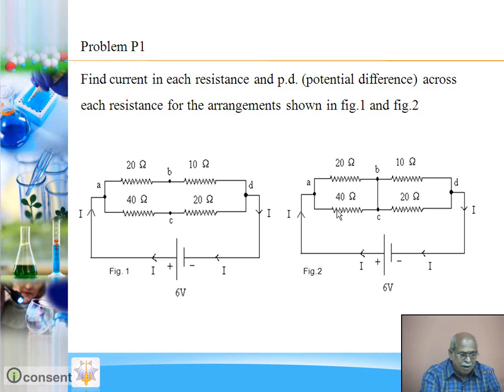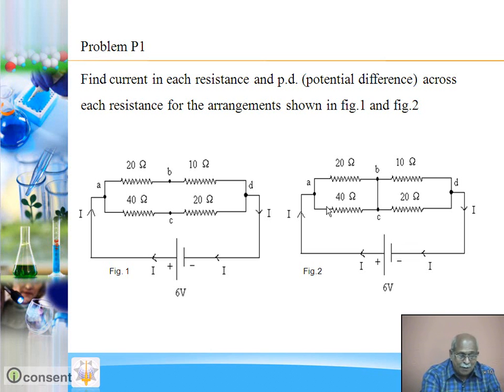Look at figure 2. 20, 40 are in parallel. So equivalent resistance will be 20 into 40 divided by 20 plus 40. Calculation you can do easily. Then 10 and 20 are in parallel. So equivalent resistance will be 10 into 20 divided by 10 plus 20.